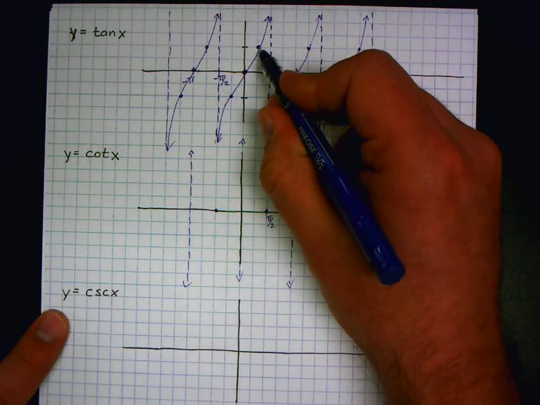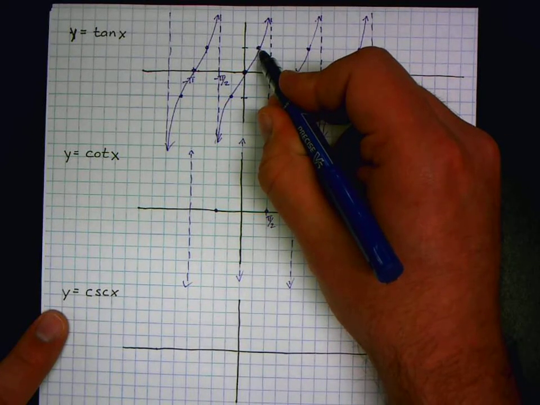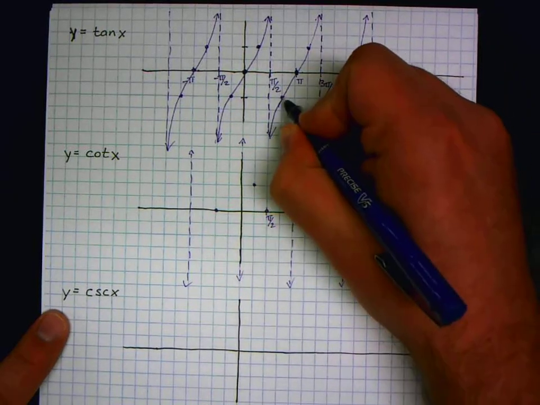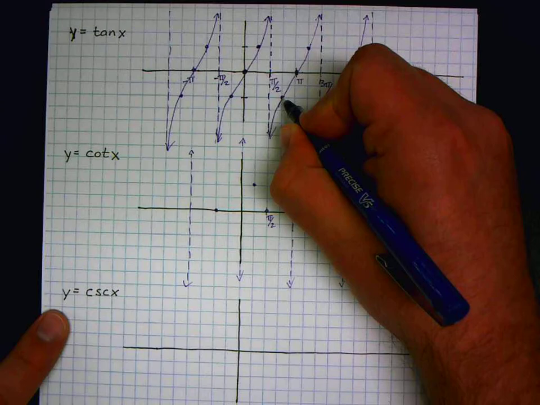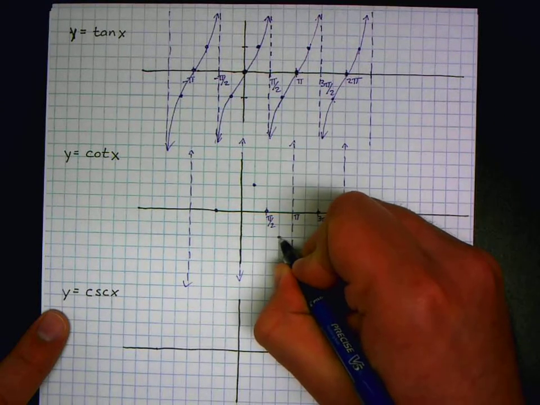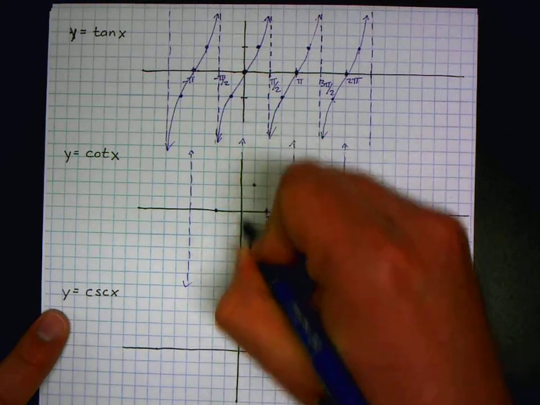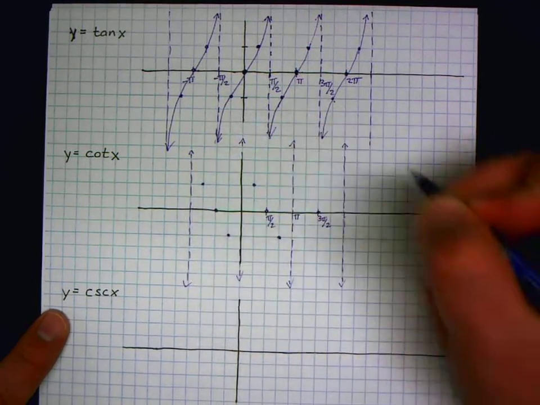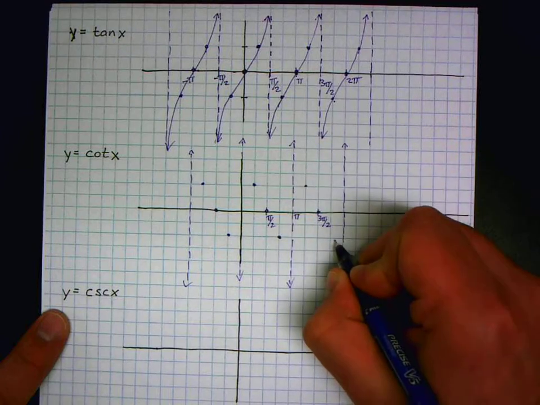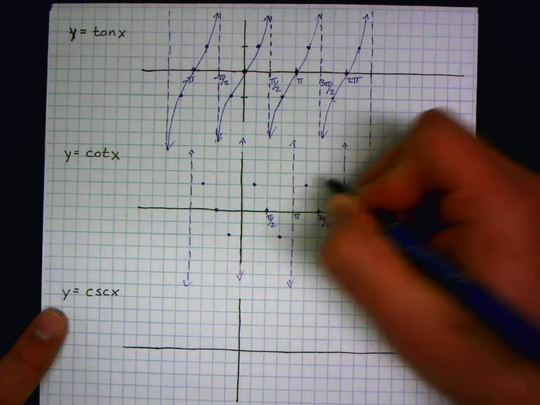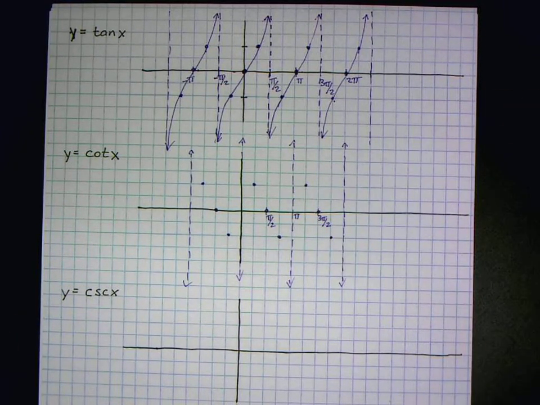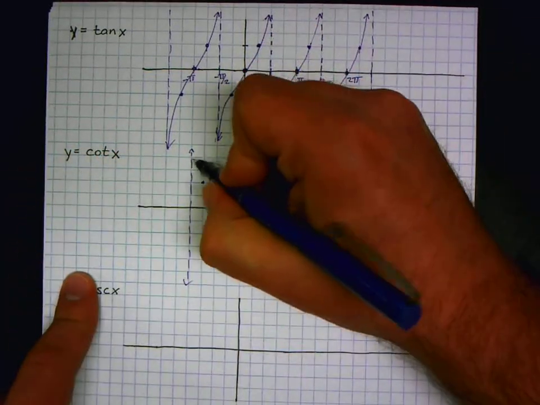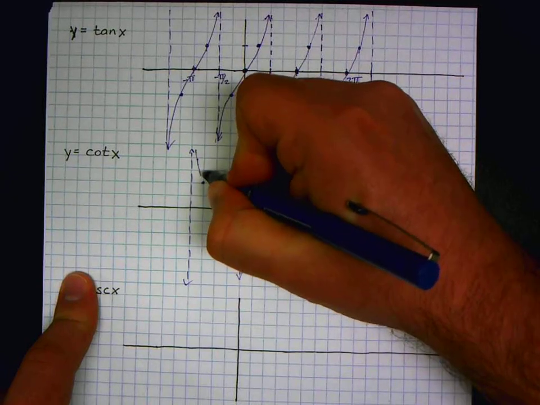Okay, if I take the reciprocal of 1, what do I get? 1. If I take the reciprocal of negative 1, what do I get? Negative 1. Opposite direction. Yep. So now notice that since my asymptotes shifted, the direction changed.